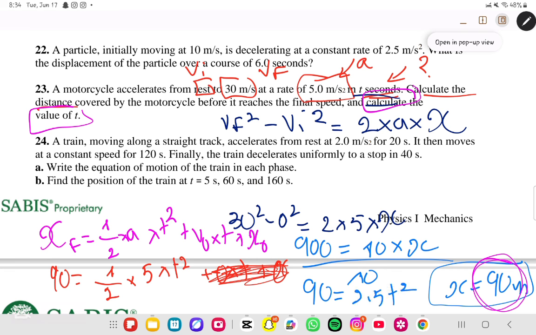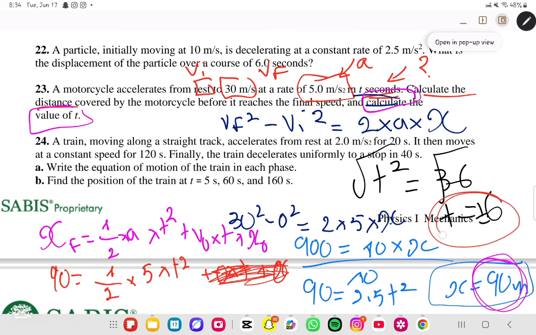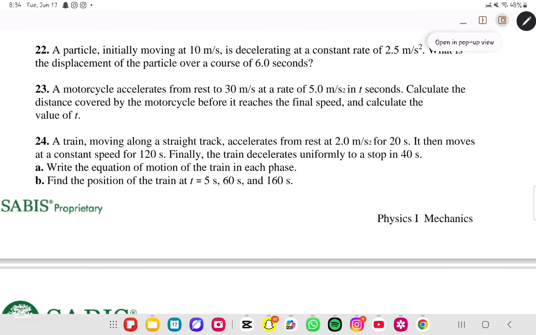90 divided by 2.5 will give us an answer of 36. So t squared is equal to 36. Do radical both sides. t is equal to plus or minus 6. But remember, you cannot have a negative number as the time. So you cannot have minus 6 seconds. That doesn't make sense. So it's going to be plus 6 seconds, very simply. That is it for question number 23.